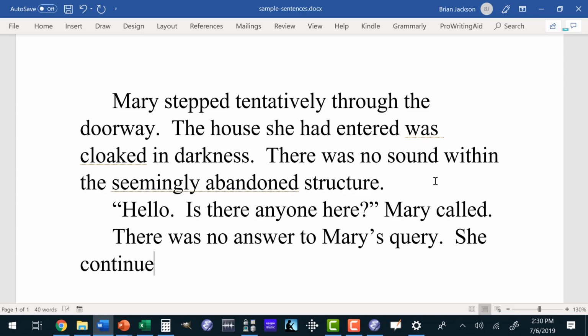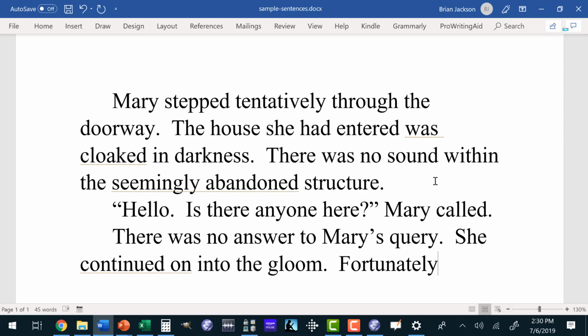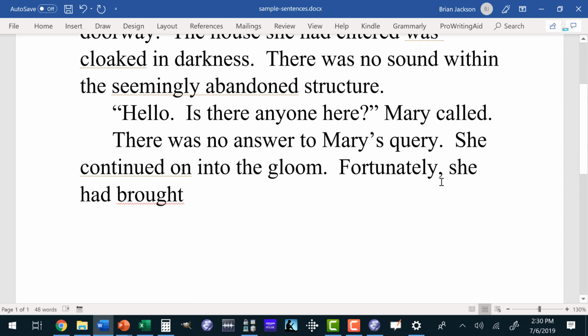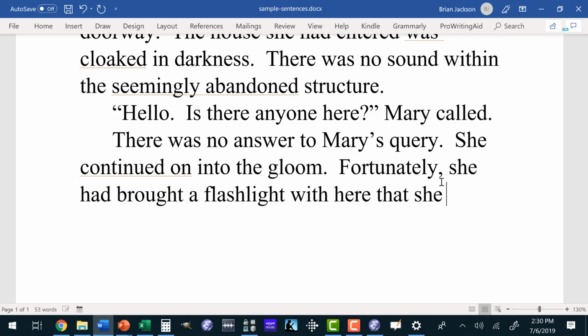She continued on into the gloom. Fortunately, and that's a little lead-in, so I'm going to say comma after that, she had brought, brought spelled correctly, a flashlight with her that she turned on. So there, that's a somewhat longer sentence that we're getting here. We're getting a nice mix. So let's just keep writing sentences here.